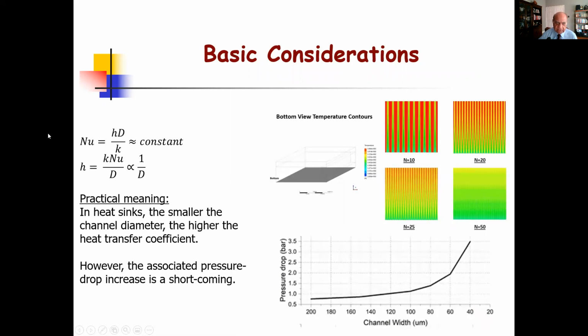But as I mentioned, the Nusselt number depends very much on the diameter or width of the channel. And if the channels are very thin, very small in diameter, you end up with a much higher heat transfer coefficient. And that's the whole idea behind using microchannels.